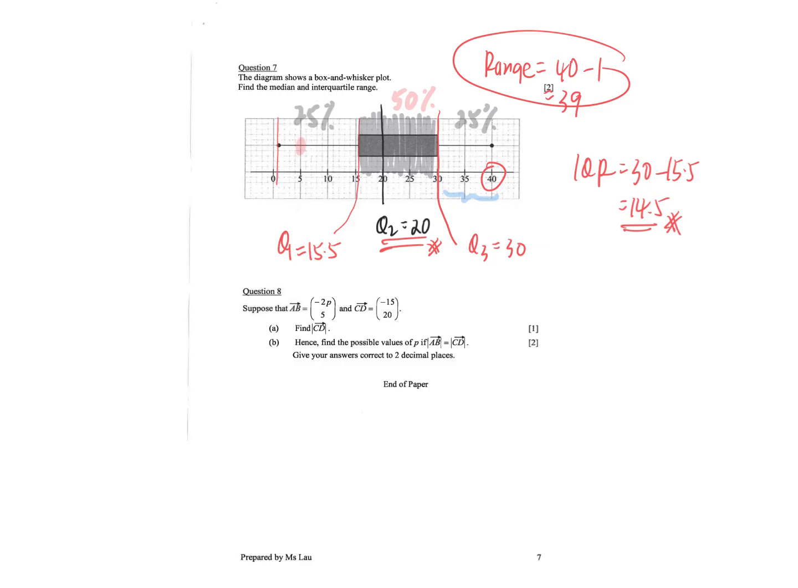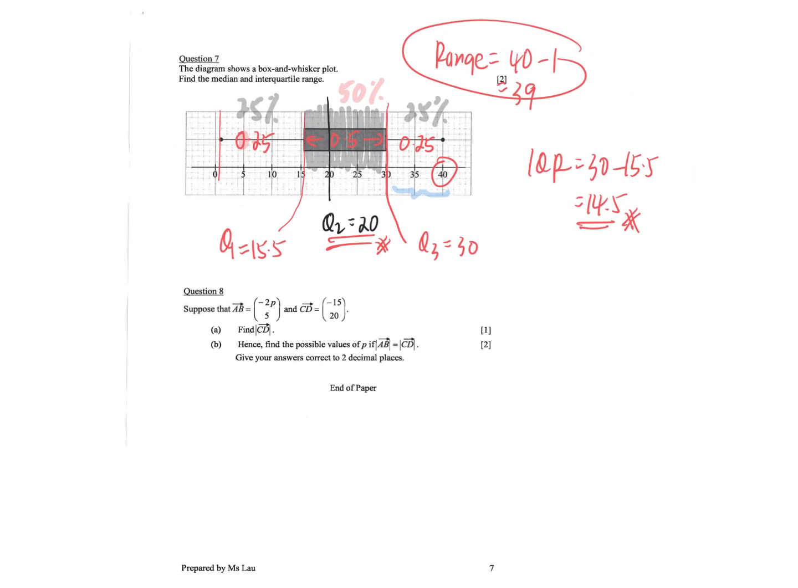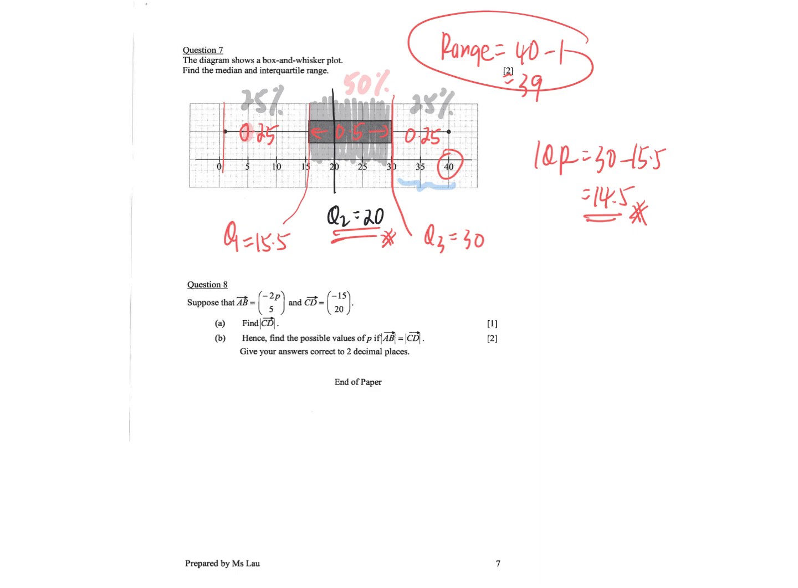This tells me this is a 0.25 chance, this is a 0.5, the middle one, and anything above is also a 0.25 probability. So they can ask you probability for box plot. O-level did that as well, and then we all died.